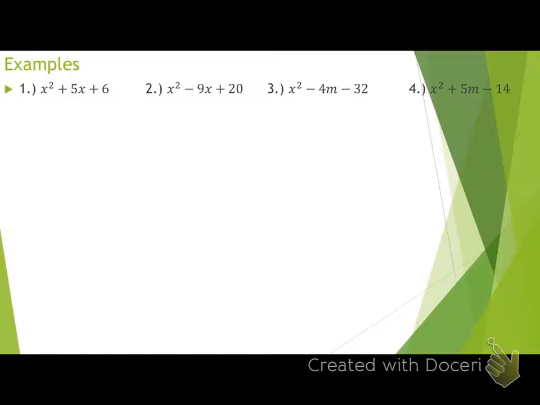So, let's move on to some examples. So example 1, we have x squared plus 5x plus 6. So my first step, I'm going to draw my parentheses and fill in the variable. I'm dealing with x, so it's going to be x and x in my parentheses.